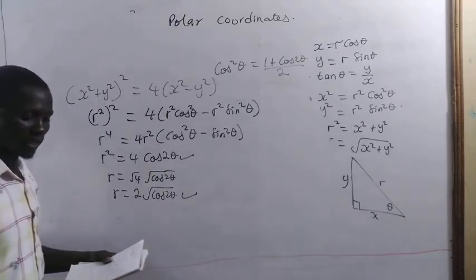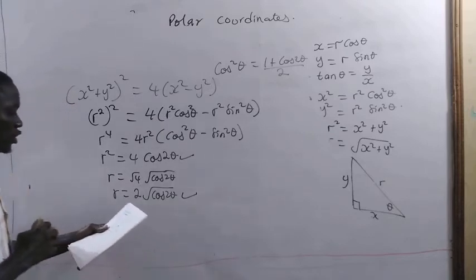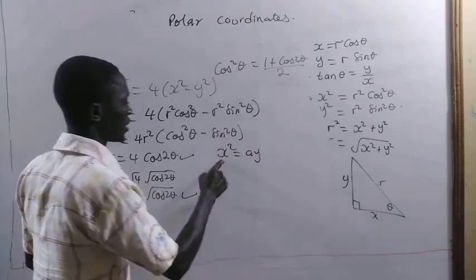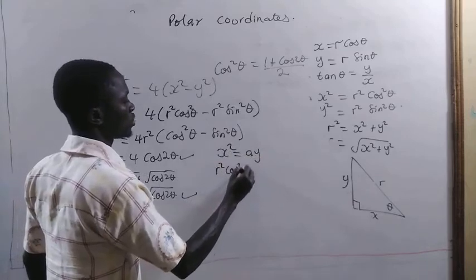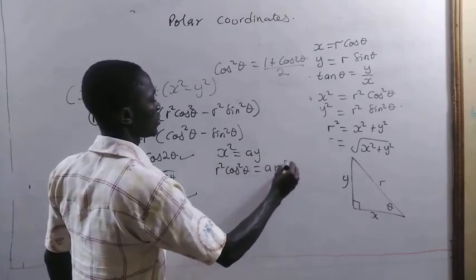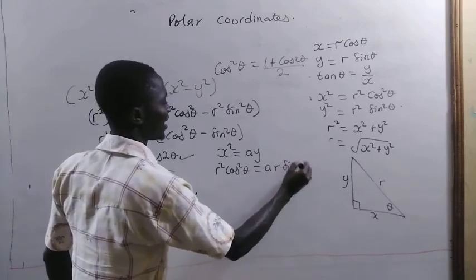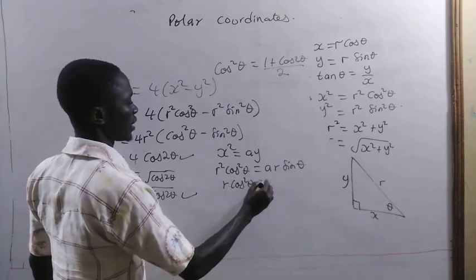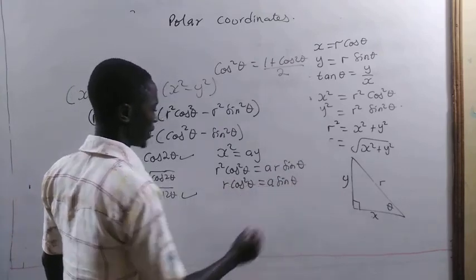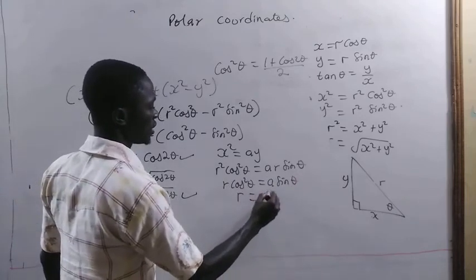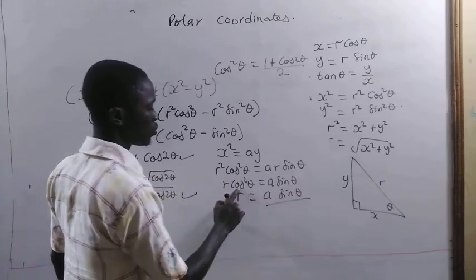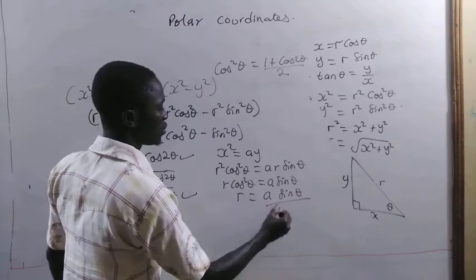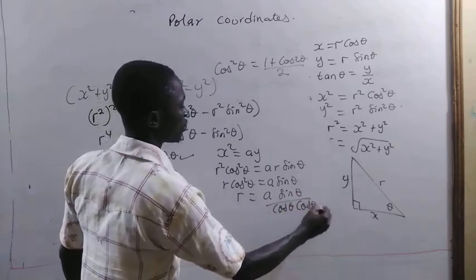Now the last question. What is the polar equation of the Cartesian equation x squared equal to ay? X squared is r squared cosine squared theta equal to a times r sine of theta. Here you can divide through by r to get r cosine squared theta equal to a sine of theta. You have r equal to a times sine of theta divided by cosine squared. Cosine squared of theta is cosine theta times cosine theta.